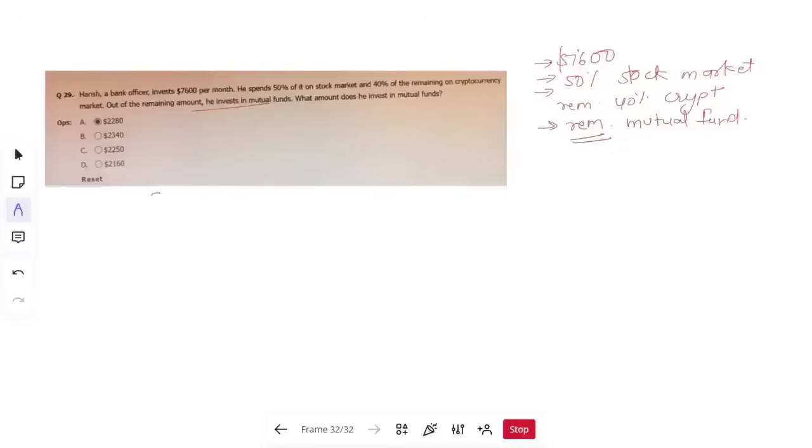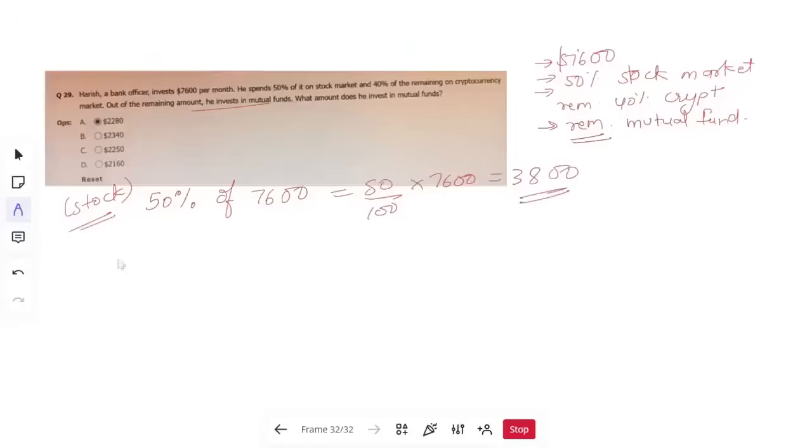See, first of all, 50% of whatever the amount that we had, which is 7,600. This is the amount that he is spending on the stock market, because that is given to us initially. 50% of 7,600 will be how much? 50 by 100 into 7,600. This is going to sum up to 3,800. So this much he is left with after investing in the stock market.